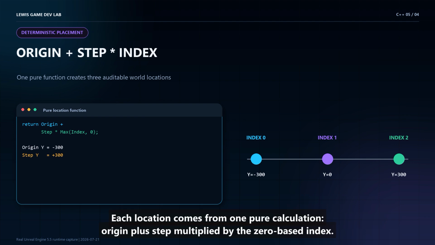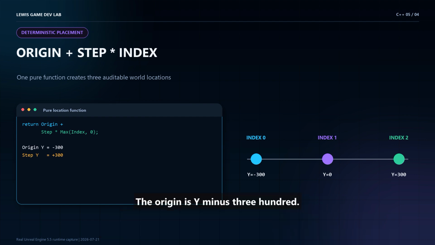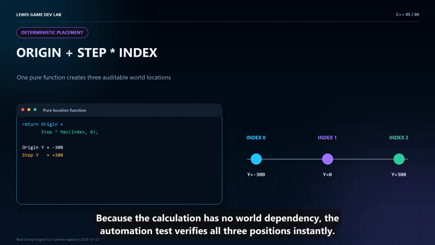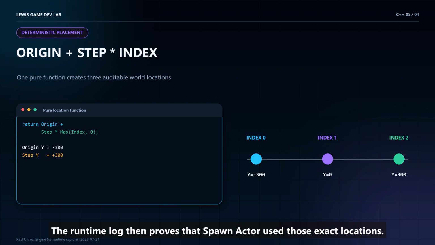Each location comes from 1 pure calculation: origin plus step multiplied by the 0-based index. The origin is Y minus 300. The step adds 300 centimeters on Y. Index 0 produces minus 300, index 1 produces 0, and index 2 produces positive 300. Because the calculation has no world dependency, the automation test verifies all 3 positions instantly. The runtime log then proves that SpawnActor used those exact locations.